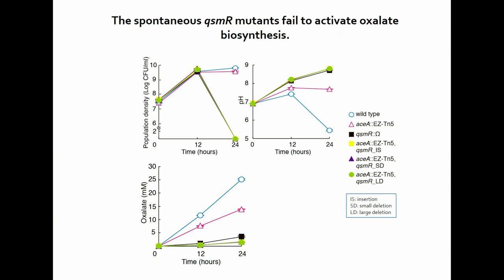So what happened to that kind of QSMR mutant? So we measured the population density at different times. Okay, so if we look here, yellow and purple and green, they die. The QSMR mutants die, because they cannot activate oxalate biosynthesis. So if you look at the biosynthetic activity of oxalate here, the mutants do not make much oxalic acid, so the pH increases. Okay, so those mutants are very similar to the QSMR mutant, which cannot survive after one day. All right, so they try to survive under metabolic stress by mutation in QSMR, but somehow they cannot survive because they cannot make oxalic acid, which is the public good.